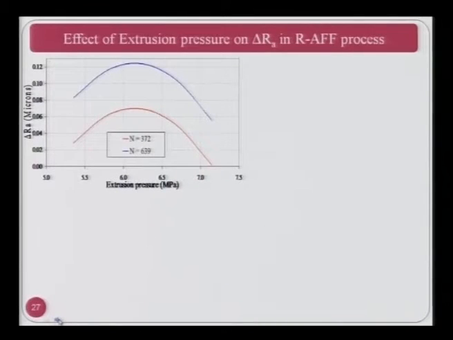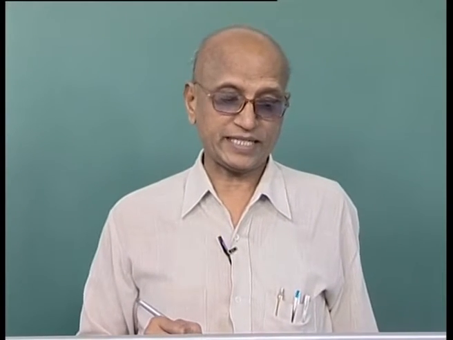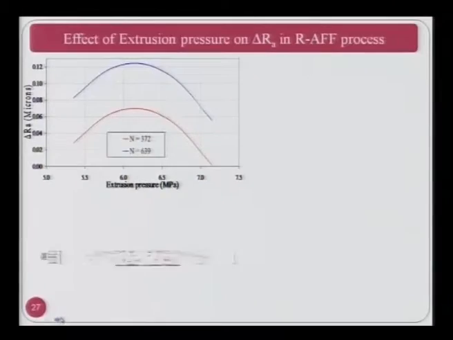Effect of extrusion pressure: you can see delta RA again is affected by the extrusion pressure, and again there is an optimum value of extrusion pressure, beyond which if you increase it, delta RA starts decreasing. As explained earlier also, deep indentation leads to lower improvement in surface finish, and sometimes it may even lead to deterioration of the surface finish if very high extrusion pressure is used.